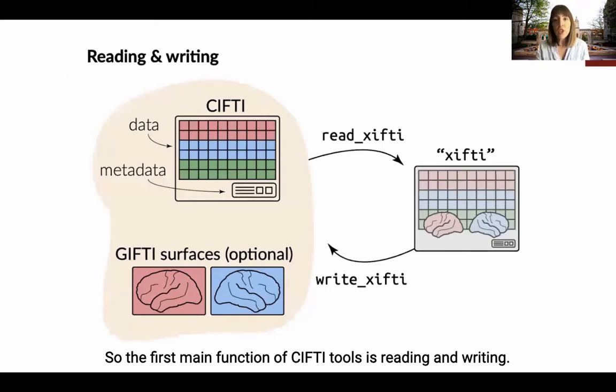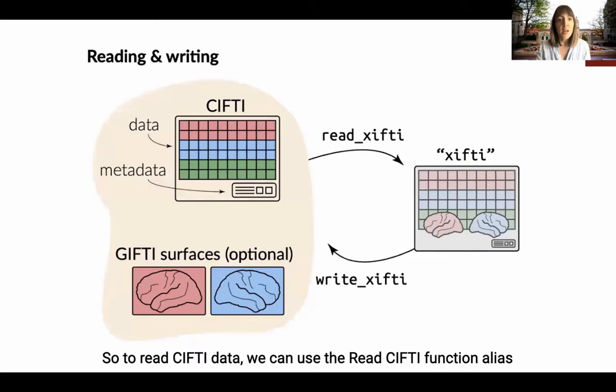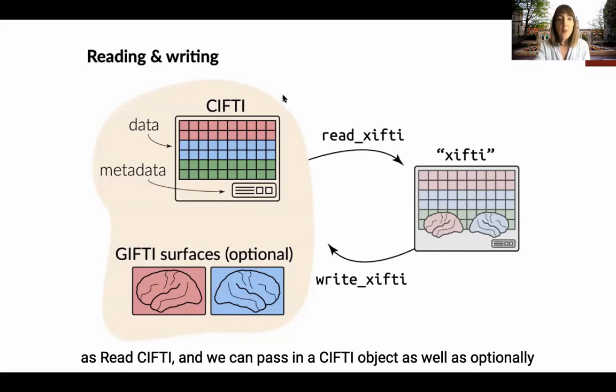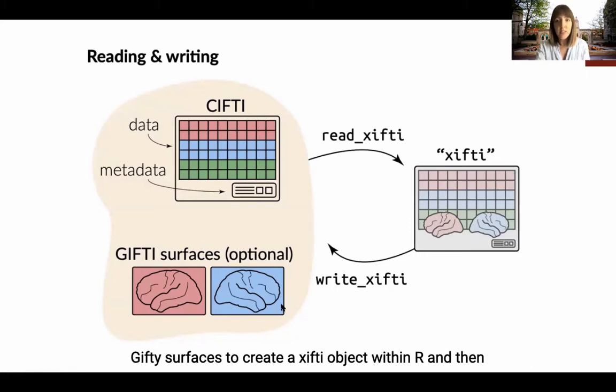The first main function of CIFTI-Tools is reading and writing. To read CIFTI data, we can use the read CIFTI function, and we can pass in a CIFTI file as well as, optionally, GIFTI surfaces to create a CIFTI object within R. And then we can subsequently use the write CIFTI function to take that CIFTI object and write its contents to a CIFTI file, as well as to GIFTI surfaces if they are included in the CIFTI object.